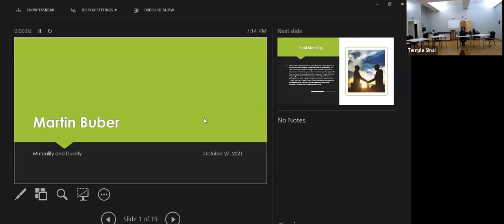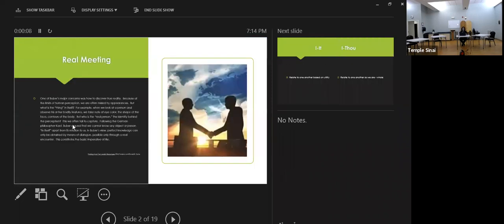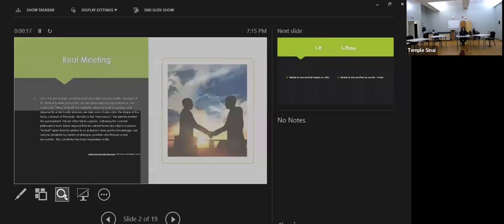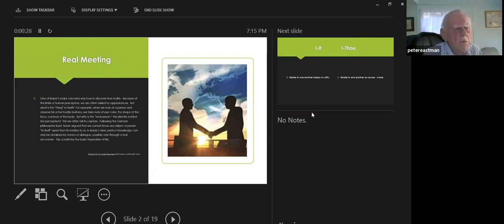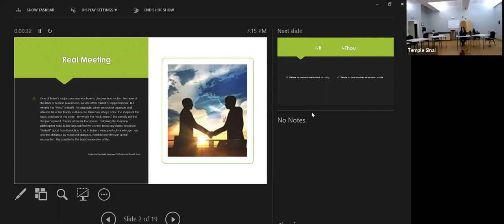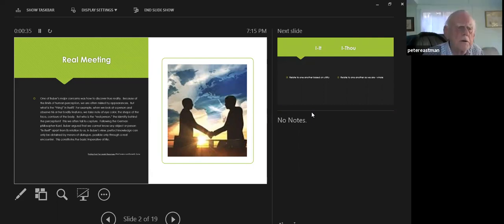Okay. So Martin Buber, here we are going to talk about mutuality and duality. This is for you, I would imagine, very small. But I wonder if somebody could read this, because I don't know if my friends in here can see it. Probably not. But I wonder if somebody from home could read that aloud for us. One of Buber's major concerns, can you hear me? Yep. Thank you.